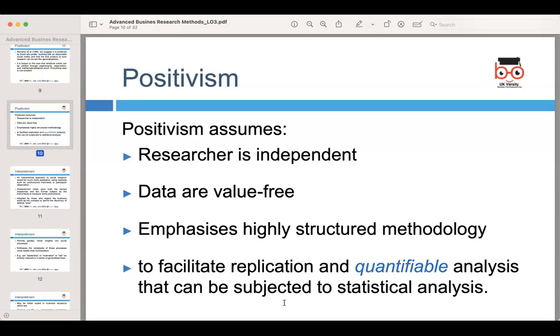Replication means that other researchers should be able to repeat the study and obtain similar results. This is important for verifying the validity of the findings. Quantifiable analysis refers to the use of numerical data that can be subjected to statistical analysis. This allows researchers to draw conclusions based on objective measurements and identify patterns or relationships in the data.